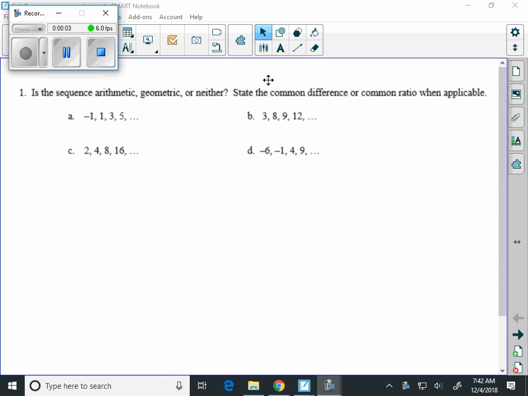Today we're looking at the review for the series and sequences test. And the first problem says, is the sequence arithmetic, geometric, or neither? State the common difference or the common ratio when applicable.